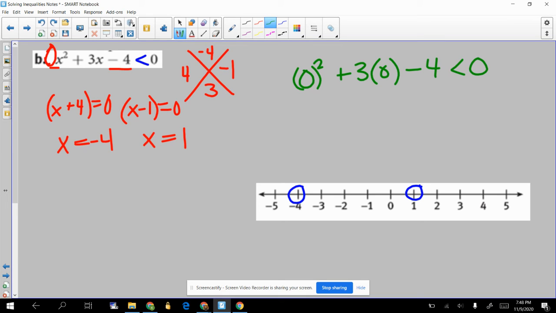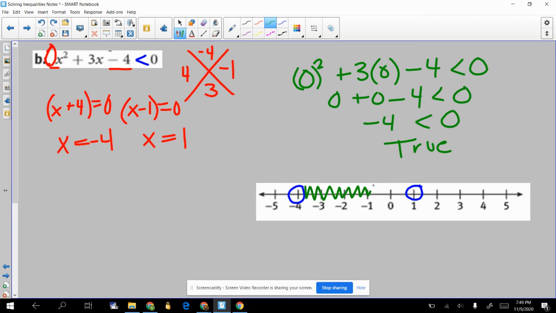So now let's check. 0 squared is 0. 3 times 0 is 0, minus 4. So that's going to be -4. So again, read it to yourself. -4 is less than 0. Again, that is true. So we would shade in between.